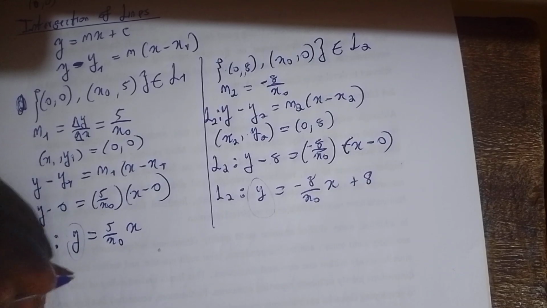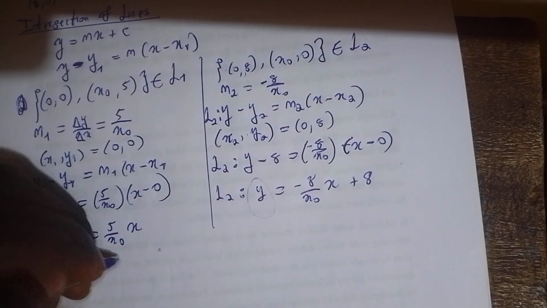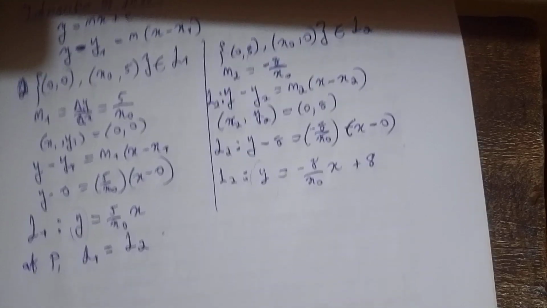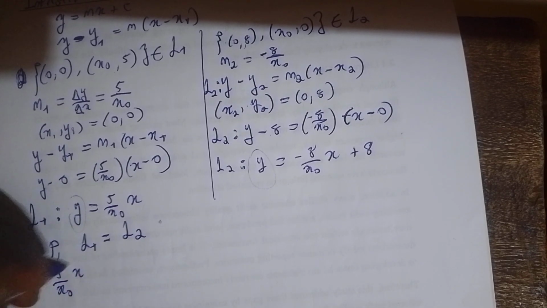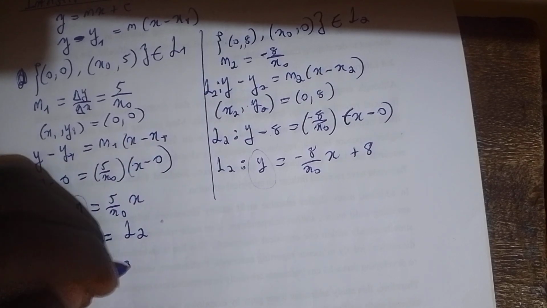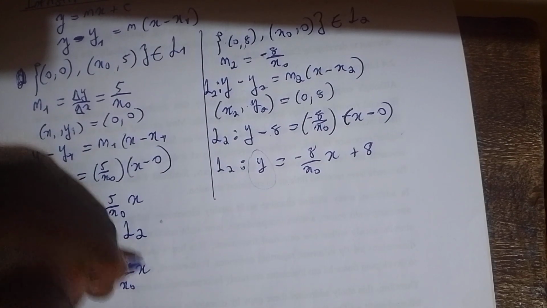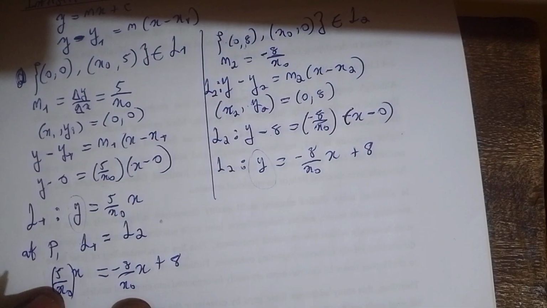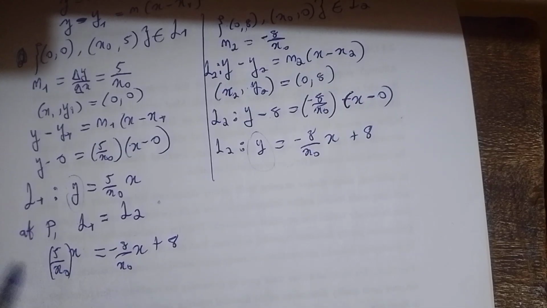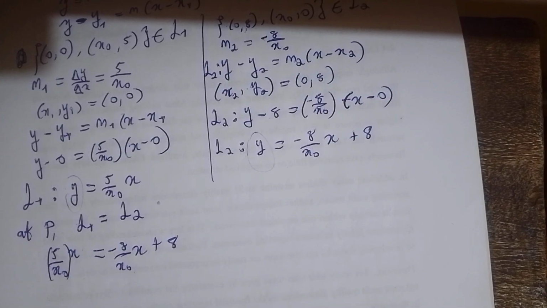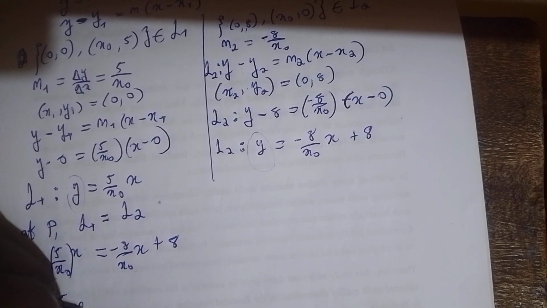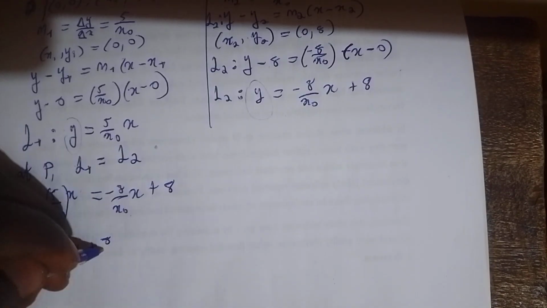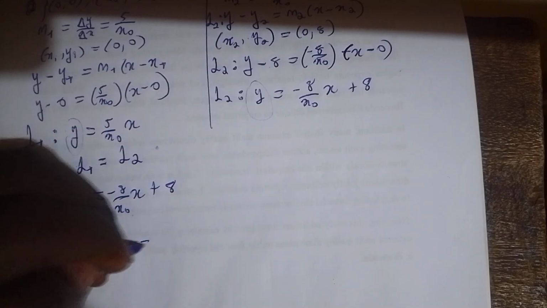At P, line 1 is exactly equal to line 2. So that we get 5 all over x naught x should be equal to minus 8 all over x naught x plus 8. So observe we have something x on x naught, x on x naught here. Can carry both of them to one side. By taking this to the other side it becomes positive. I get 5 on x naught x plus 8 on x naught x equals 8.